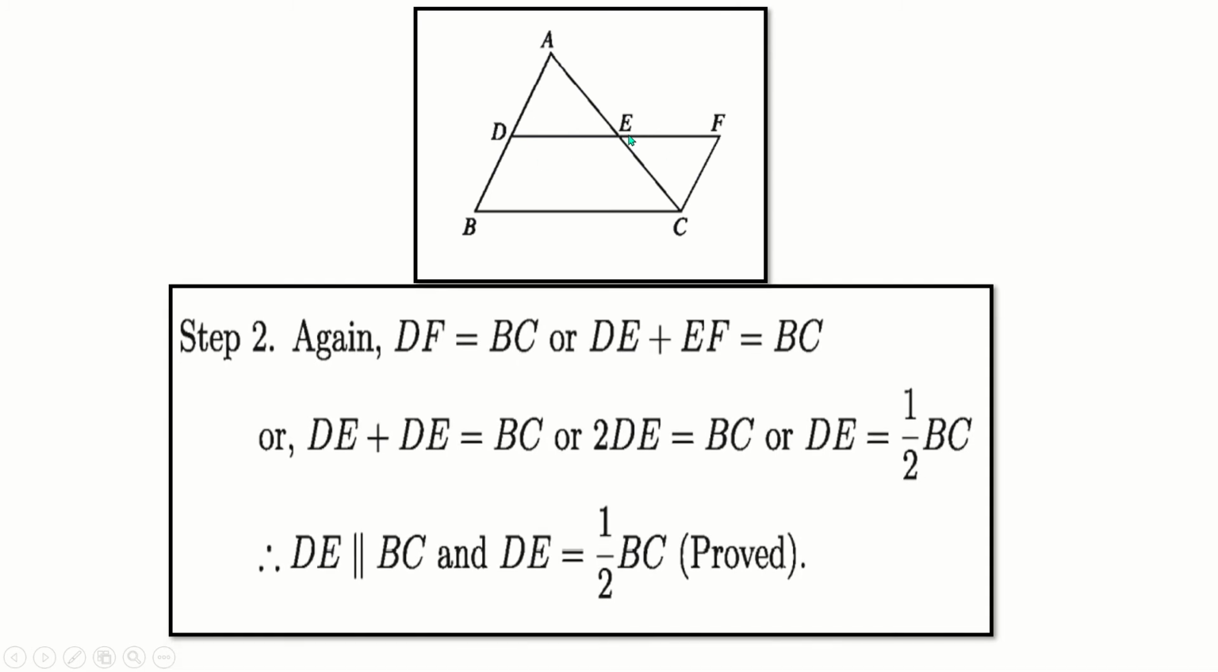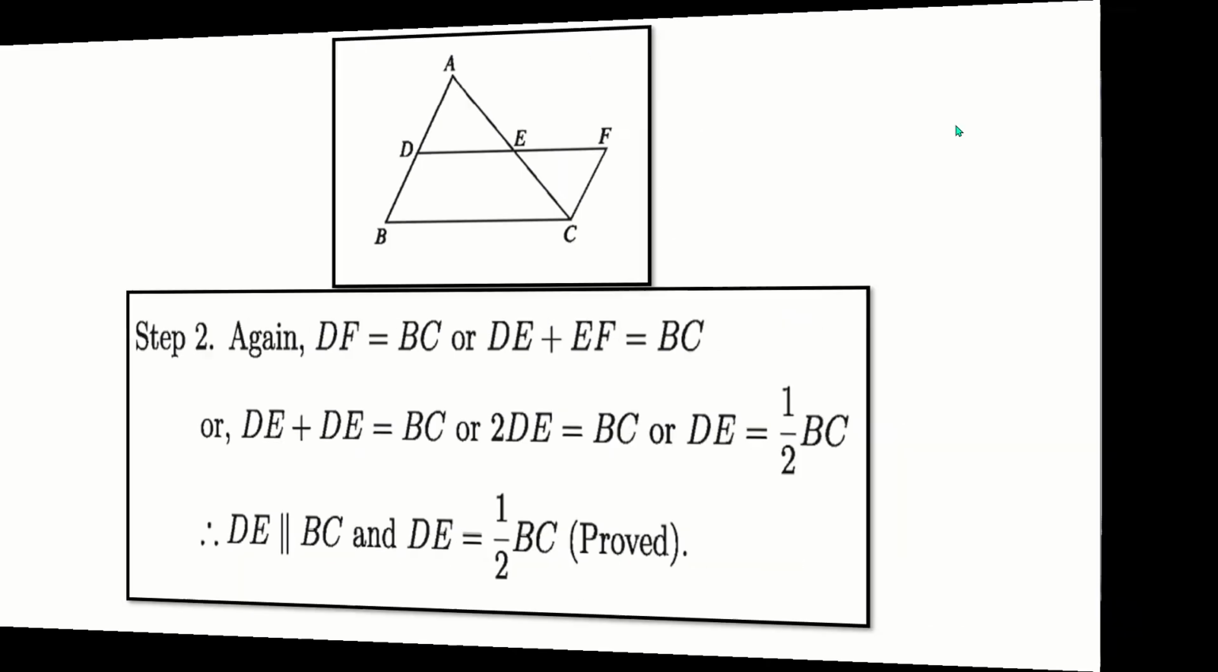DF is equal to DE plus EF, and DF is equal to BC. So DF is equal to DE plus EF is equal to BC, or DE plus DE, because DE and EF are equal. So DE plus DE is equal to BC, or 2DE is equal to BC. Therefore DE is equal to half of BC. Hence DE is parallel to BC and DE is equal to half of BC. So proof is complete. Very easy.